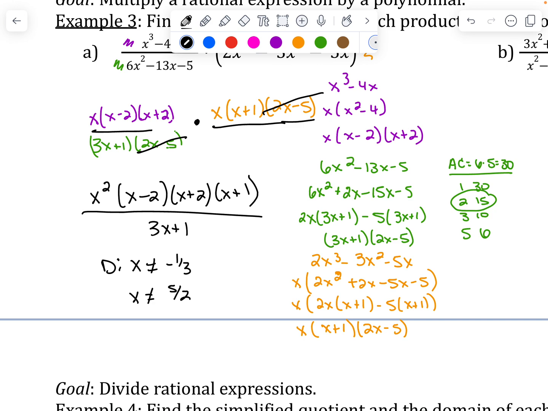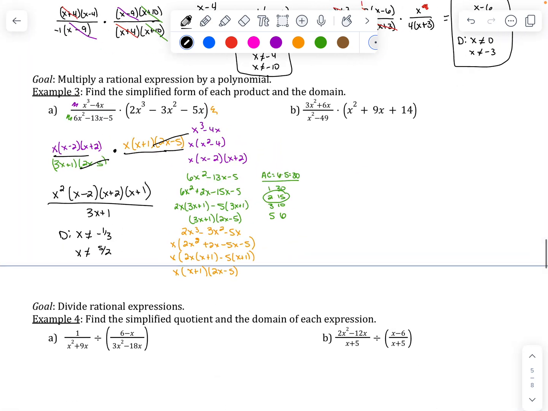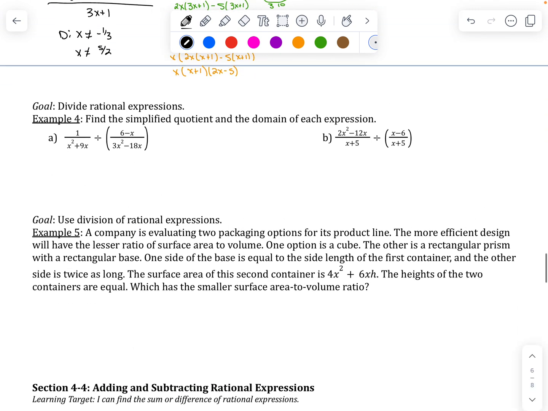Just because this video is getting a little bit longer here, I'm not going to do B because I think the idea, the factorization, you're starting to see the idea. So I want to get to the division part. Dividing rational expressions. Find the simplified quotient in the domain.